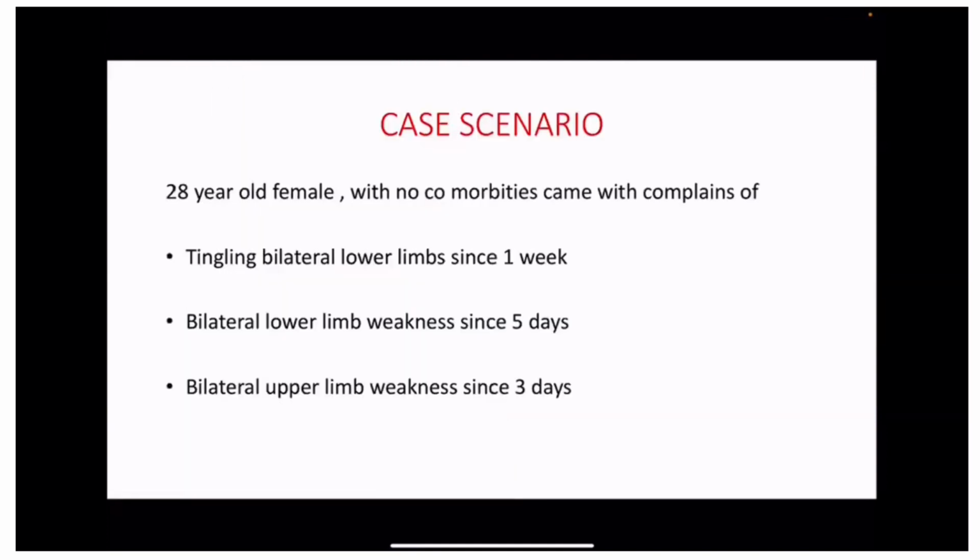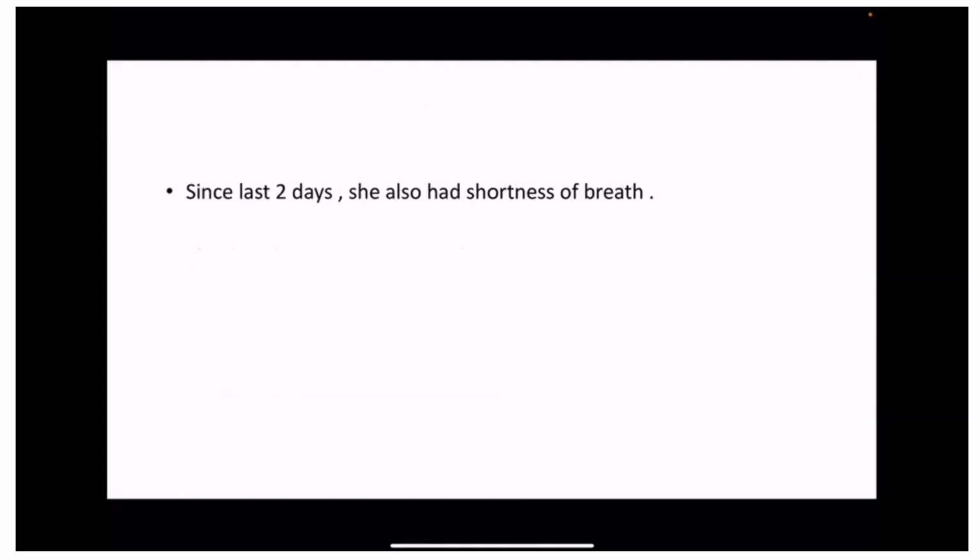Before leading into the topic proper, let us discuss a case scenario. This patient was a 28-year-old female with no comorbidities. She came with complaints of tingling in bilateral lower limbs since 1 week, bilateral lower limb weakness since 5 days, and bilateral upper limb weakness since the last 3 days. Since the last 2 days, she also had shortness of breath.